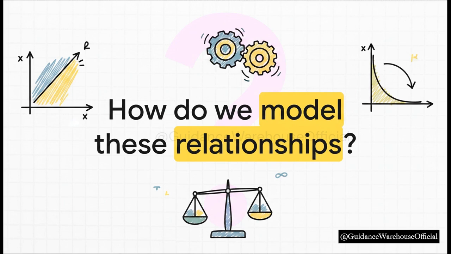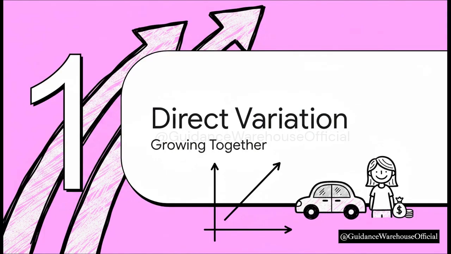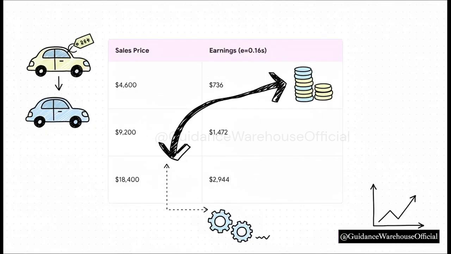By the end of this explainer, you're going to understand direct, inverse, and joint variations. We'll look at the core formulas behind them and exactly how you can apply them to solve real-world problems. Let's jump right into our first concept, direct variation, or what I like to call growing together. Think of this as two things moving in the exact same direction. When one variable goes up, the other goes up.